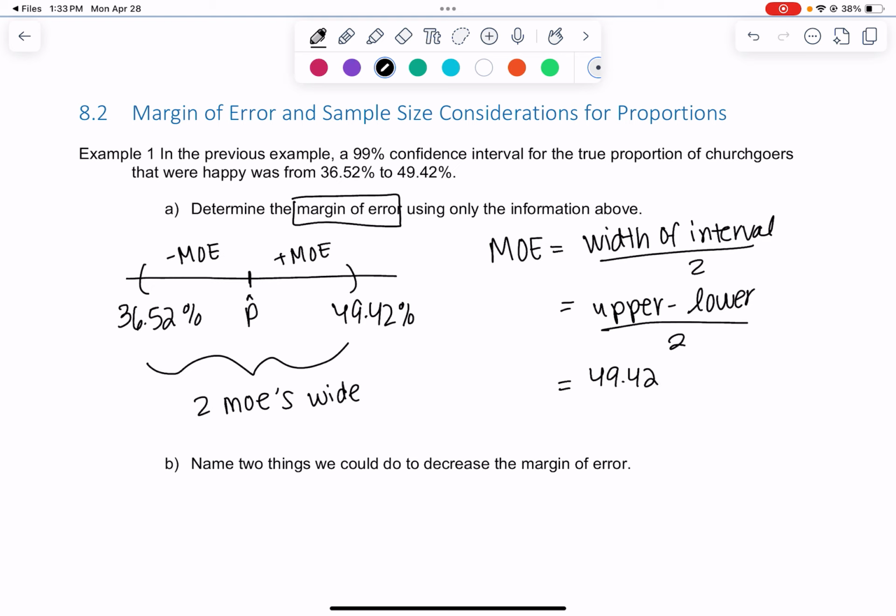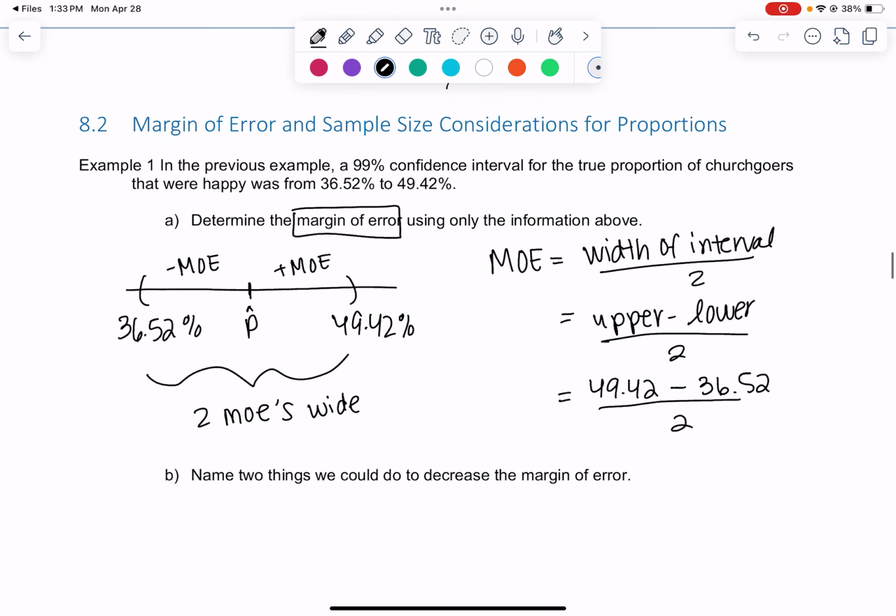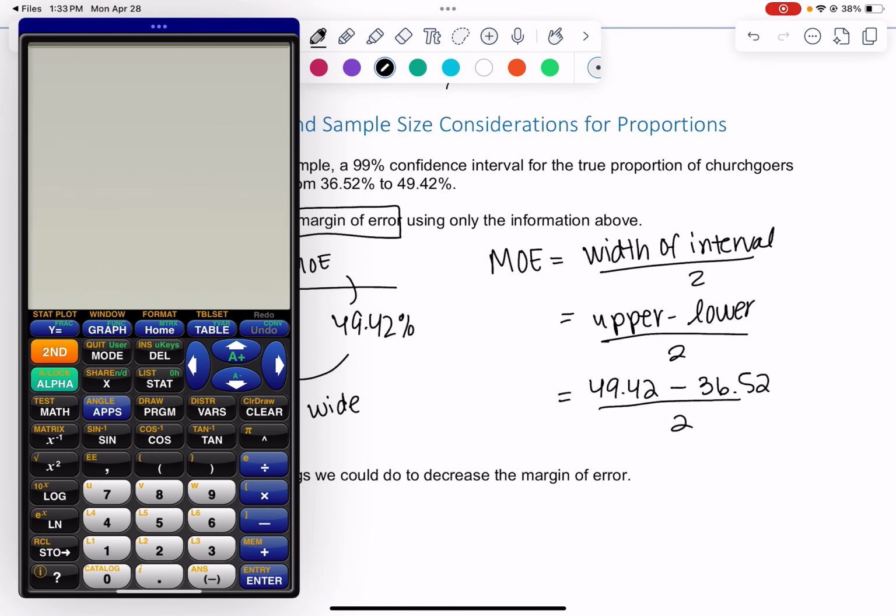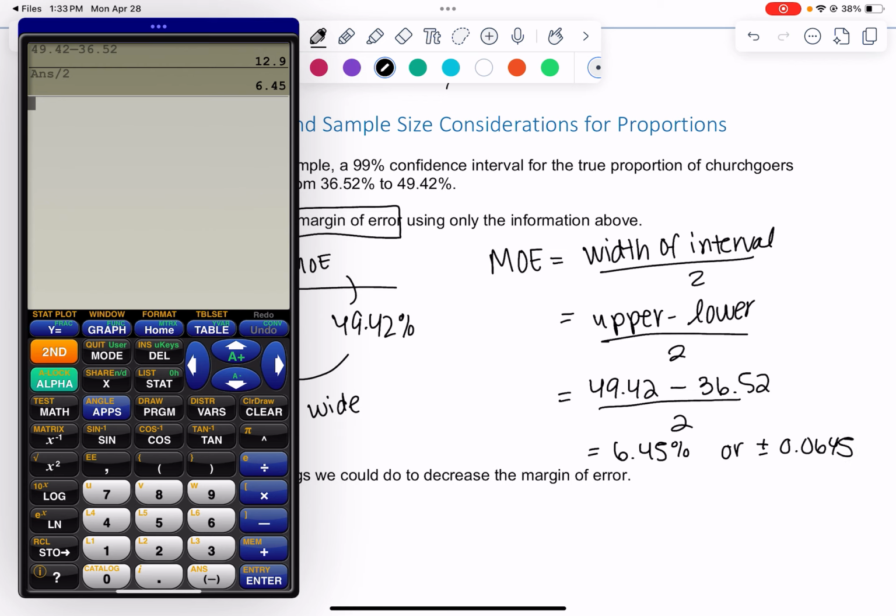49.42. You could also do this in decimal form as long as they're both in decimal form. So it'll be 49.42 minus 36.52. If you're doing this on your calculator, you'll subtract, hit enter, and then divide by 2 to make sure it divides by 2. So we get 6.54%, and this should match our plus or minus 0.0645 from before. And so that's how we could find it if we didn't do the math, like if we were just looking at a publication with some data and we wanted to figure out how big that margin of error was.